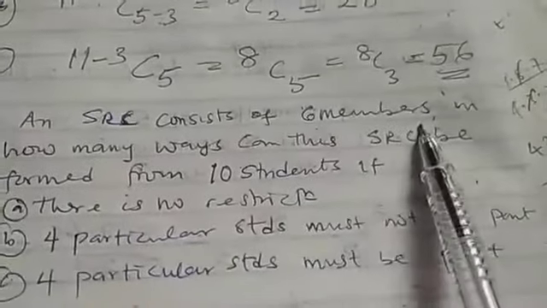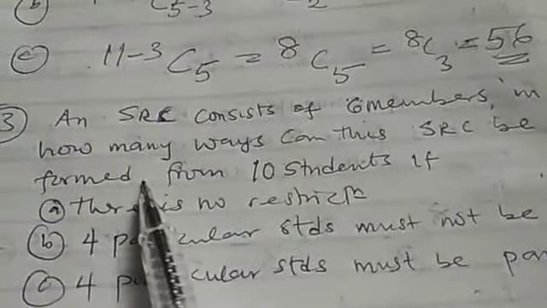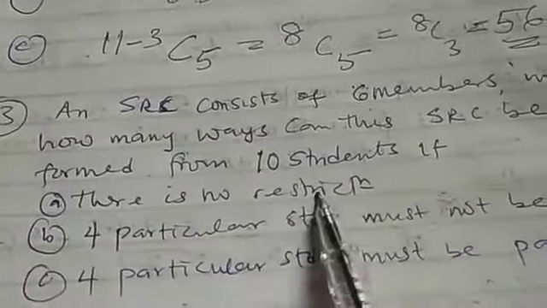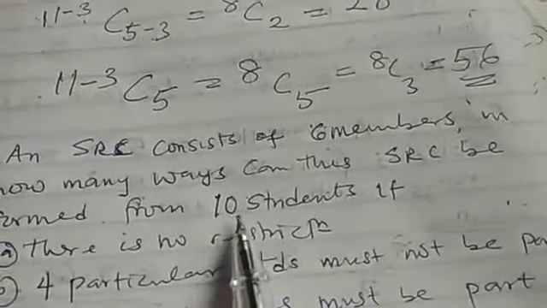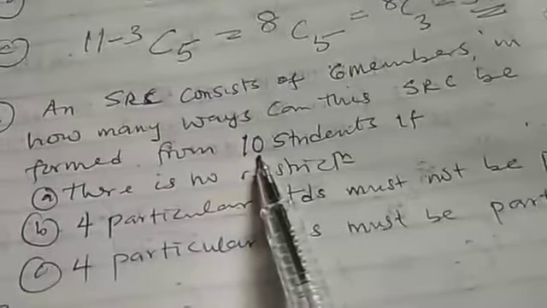Let's consider another example on that. An SRC consists of 6 members. In how many ways can this SRC be formed from 10 students? If there is no restriction, let's treat that. No restriction means there is no condition. So our answer will be 10 combination 6, that is, we are selecting 6 from 10. Our answer will just be 10 combination 6, which is the same thing as 10 combination 4, and it will give us 210 ways.